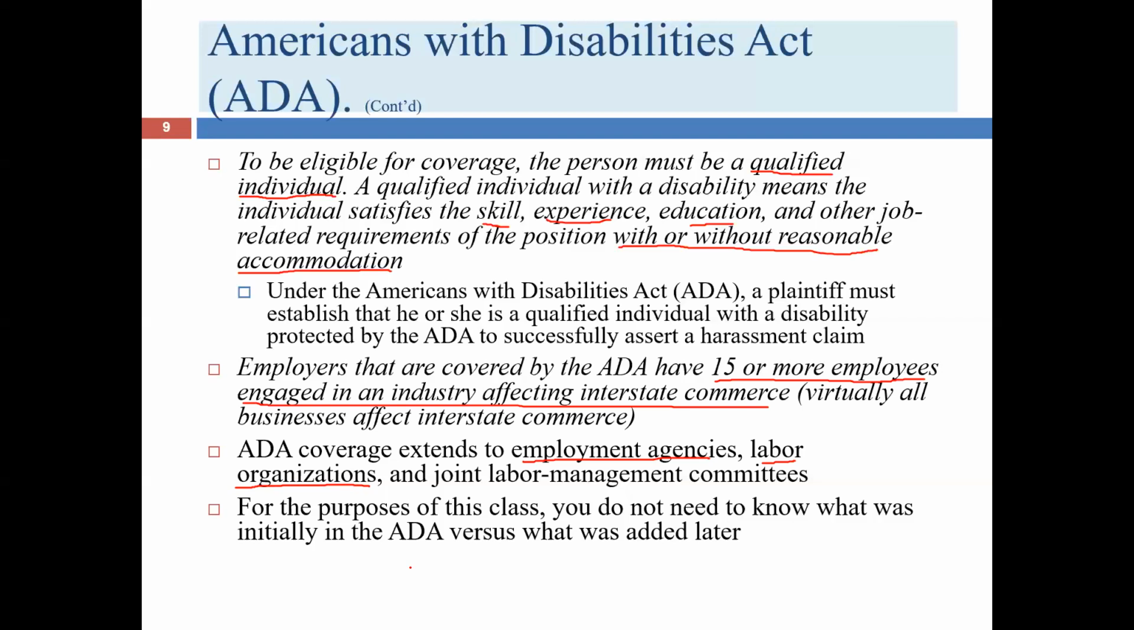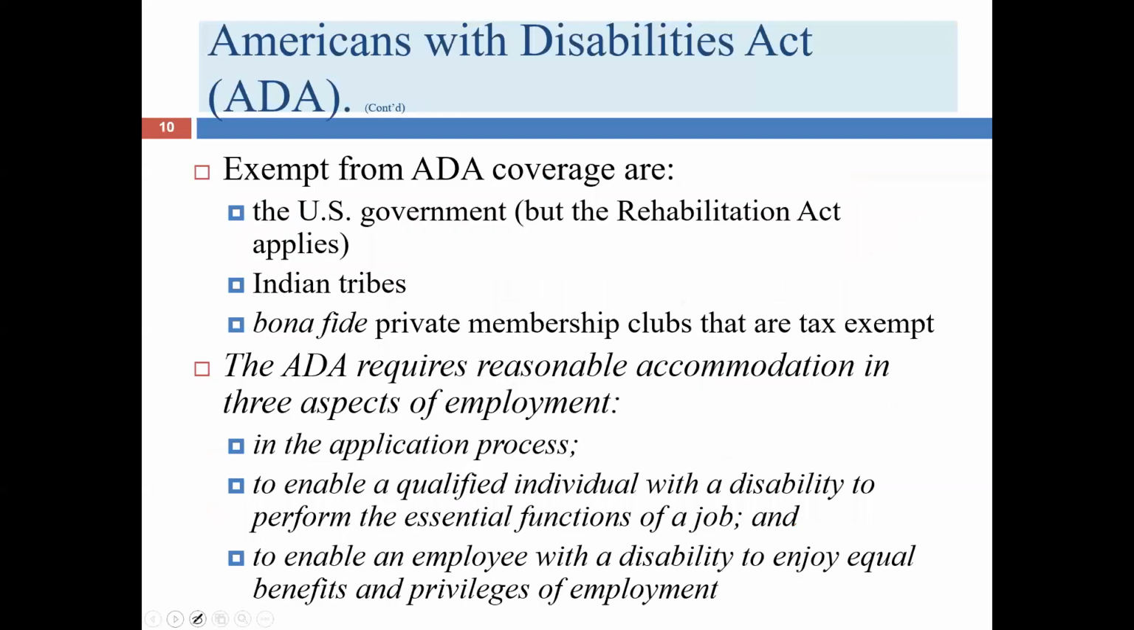I think it's helpful in terms of thinking about the story of the Americans with Disabilities Act to know when these changes happen. I think it helps make the pieces make sense. But again, I'm not going to test you. I'm not going to ask you a question of, when was this amendment, or what was added at this particular time. The law, with all of its components, is all I expect you to know about.